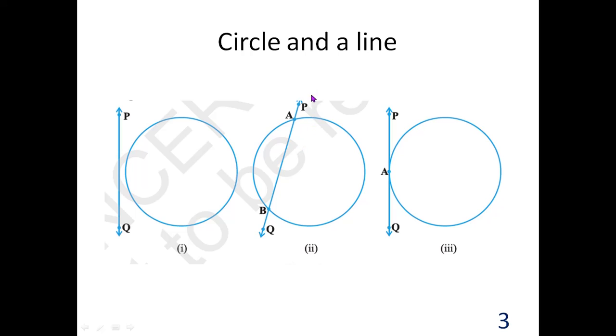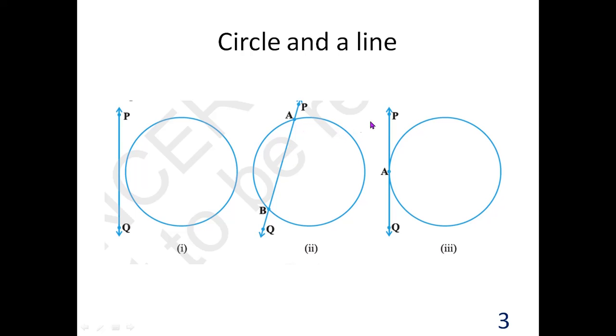The second case, the line may be falling on the circle, intersecting the circle at two different places. In that case, we say the line is a secant to the circle. This line PQ is a secant to the circle. That means it's a chord actually extended on either side. A chord is only a line segment. If that chord is extended on either side, it becomes a secant.